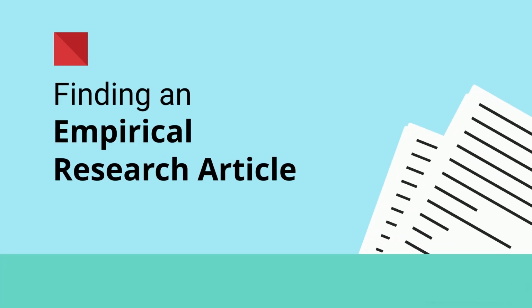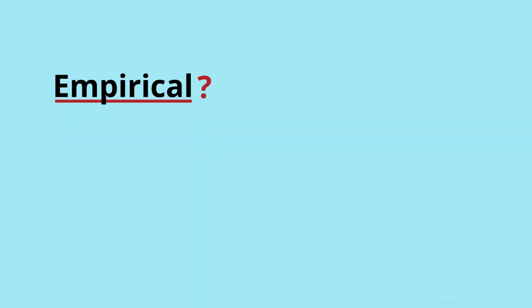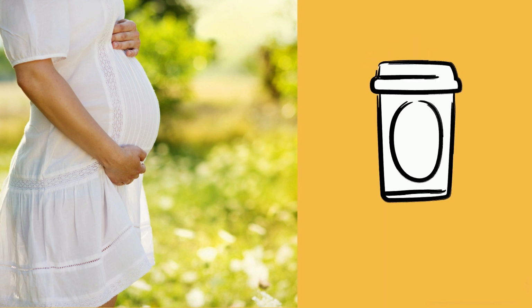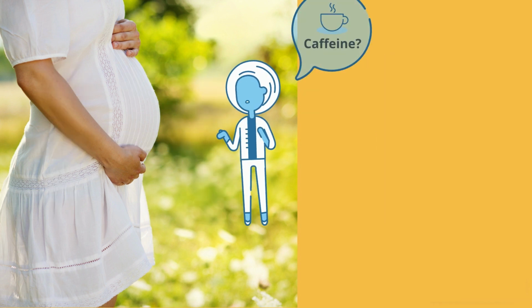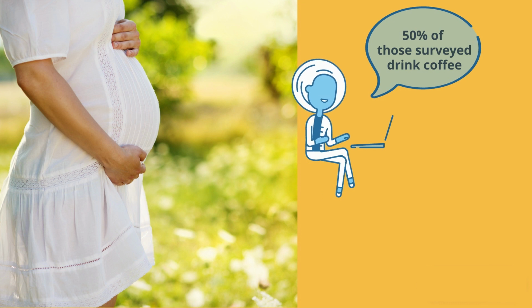In this video, you'll learn how to find an empirical research article for your HDFS assignment. Empirical? What's that? Empirical is based on observation or experience rather than theory or pure logic. For example, to learn more about pregnancy and caffeine, a researcher might survey pregnant women about their caffeine intake and then report the survey results in an empirical research article.